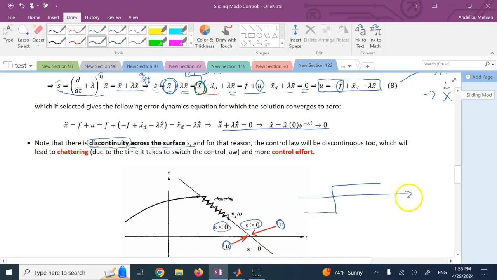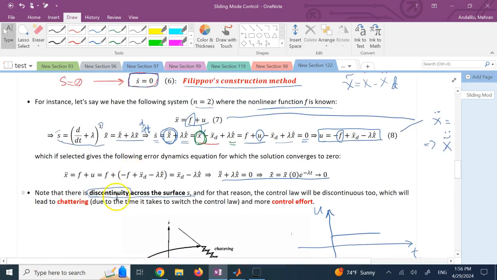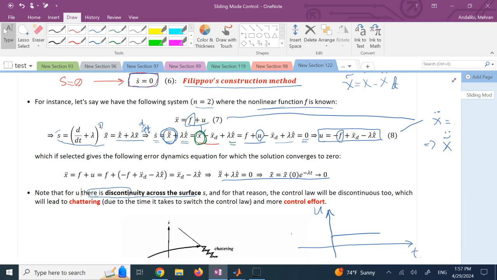If you, for instance, plot u versus t, you see that on one side, for instance, it is positive, on the other side it is negative, and so on. So let me just add it here. There is discontinuity. Note that for u, there is discontinuity across what? Across s. So it's basically like you're switching the control.